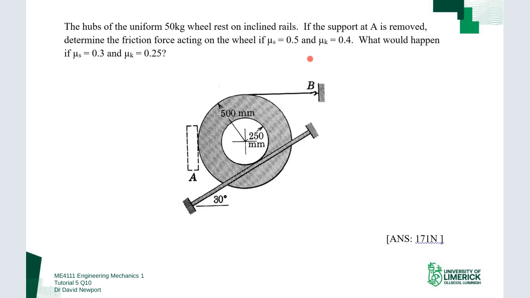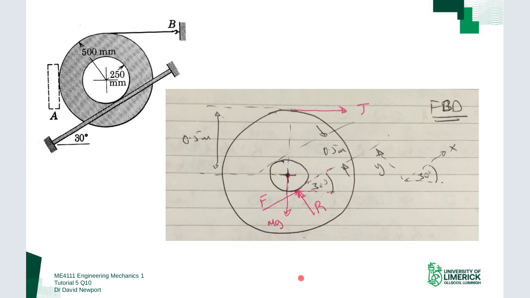So we're told that the coefficient of friction changes from 0.5 down to 0.3, 0.4 down to 0.25. What happens? So what we'll do is we'll draw our free body diagram. So I take my sketch here, the cartoon that we have from the figure. Then I generate my free body diagram.